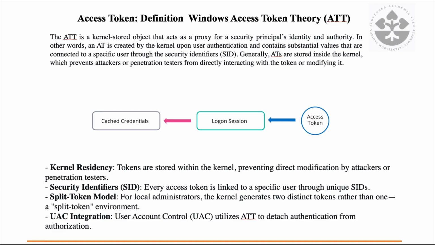As we said about kernel residency, the tokens are stored within the kernel. And for the security identifier, which is SID, every access token is linked or attached to a particular user through a unique ID. And the split token model, what is it? For local administrators, the kernel generates two different tokens rather than only one, splitting the token. It's very important. In UAC integration, the user account uses ATT to detach authentication from authorization.